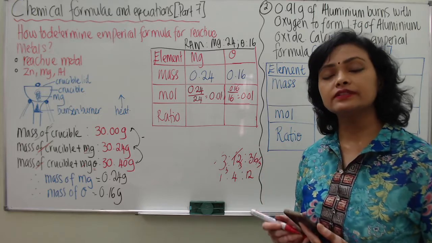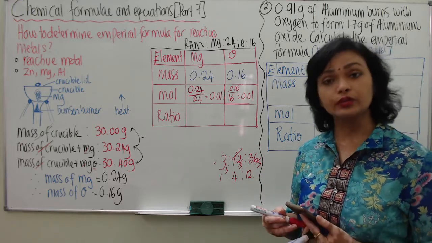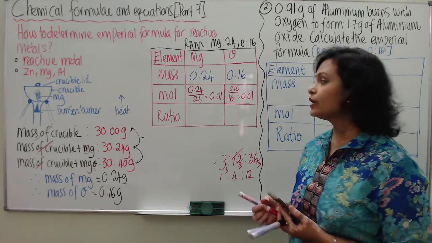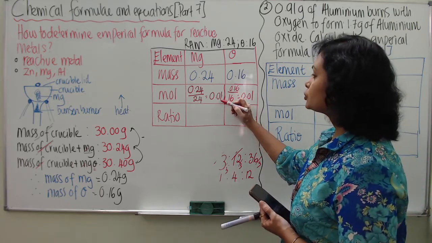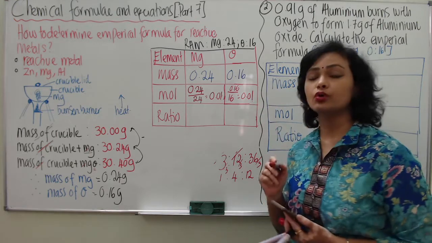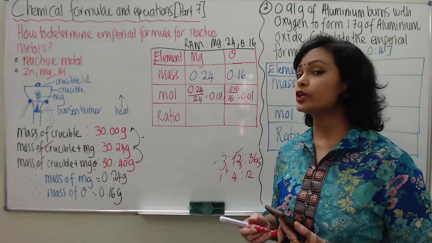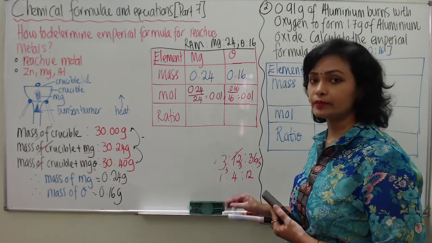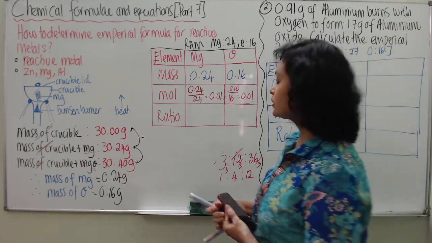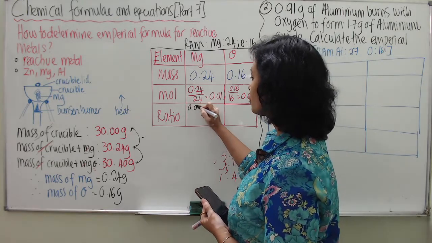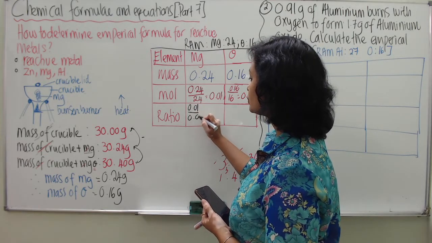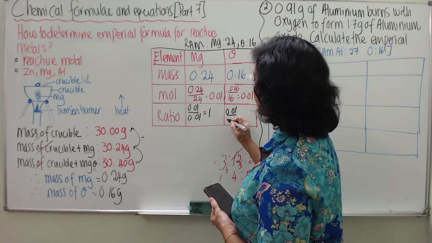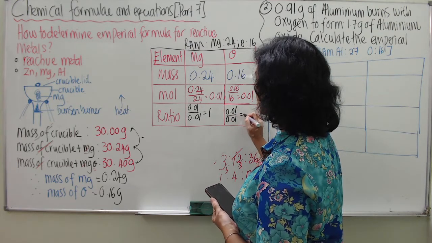This is the same technique that students can use in order to determine the empirical formula. Look at these two numbers, 0.01, 0.01. This shows that the ratio is not going to be a huge problem here. So what we are going to do is, the ratio will be 0.01 divided by 0.01 equivalent to 1.